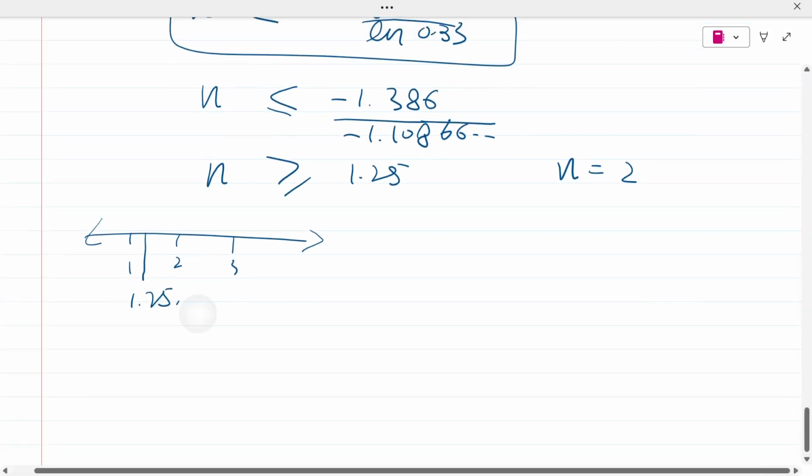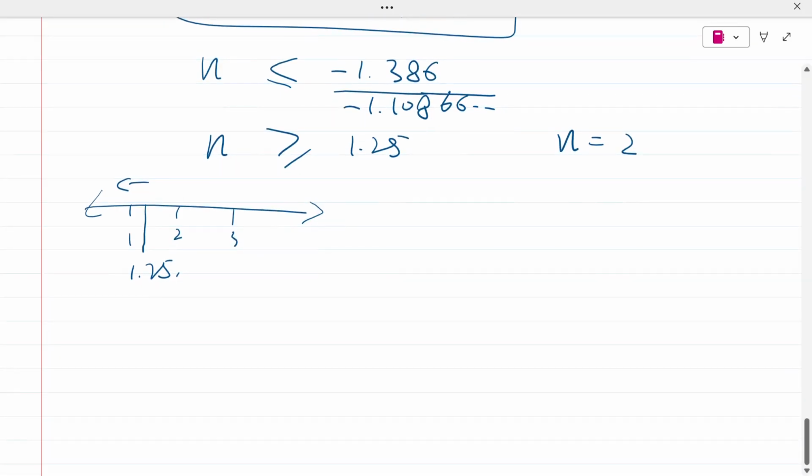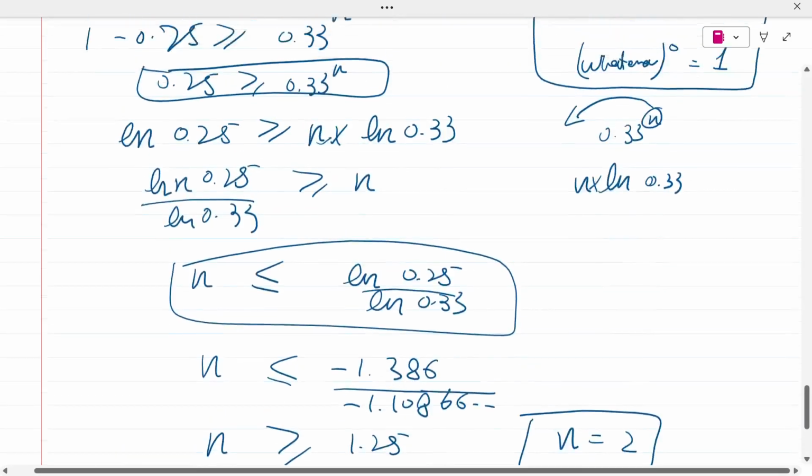You cannot go back. Why? Because that would be less than 1.25. But n is either equal to 1.25 or it's greater than 1.25. So the answer must be greater than this, and therefore the closest integer is 2. So the answer is 2, n is equal to 2.